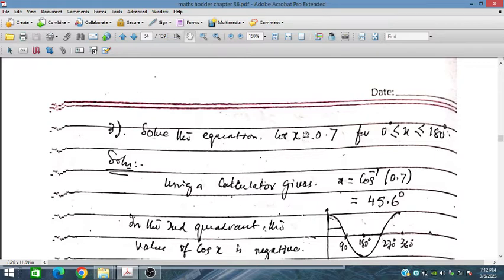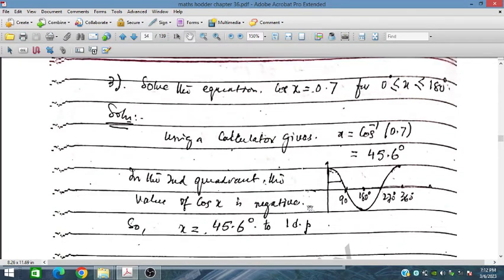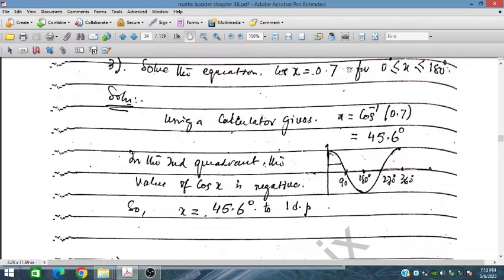Solve the equation cos x is equal to 0.7 for 0 to 180 degree. So this is cos inverse, and in the second quadrant the value of cos x is negative. So the value of x is only 45.6 degree. In the negative quadrant it gives a negative value. So up to 180 degree there is only one value, here at this point. So only one solution is possible for this cos x.